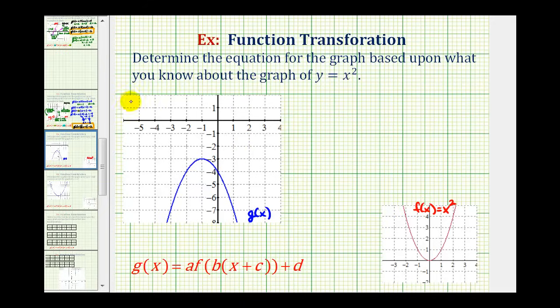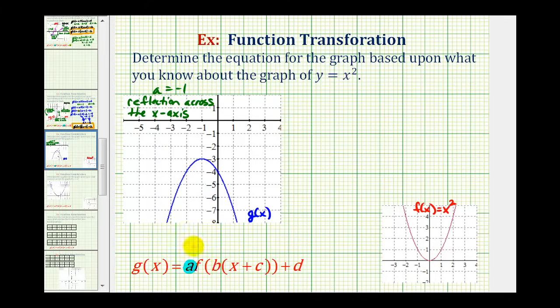So let's record that. Next, we need to determine if there's a vertical stretch or compression or a horizontal stretch or compression. Well, notice the shape of the red parabola and the blue parabola are the same, which means there has not been a vertical stretch or compression or horizontal stretch or compression. So this does give us enough information to determine the value of a. If the graph is reflected across the x-axis, that means a must equal -1.